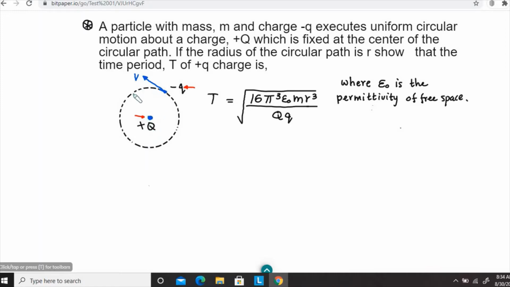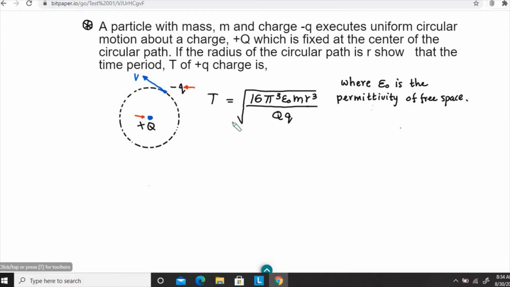The radius of the circular track is given as R, and when the charge is executing these circular motions, there's going to be a time period for it. We want to calculate that time period, and we want to show that time period to be equal to this algebraic expression. So there are no numerical values here. It's just a symbolic algebraic expression. That's what we need to get.